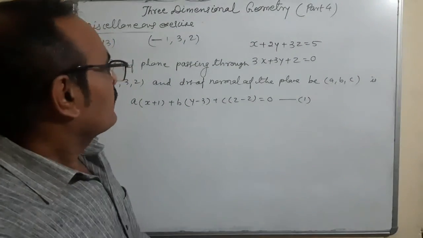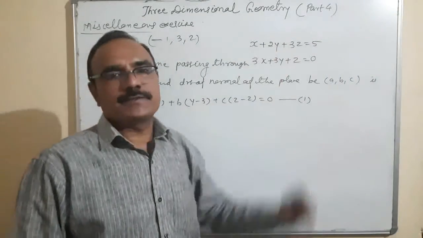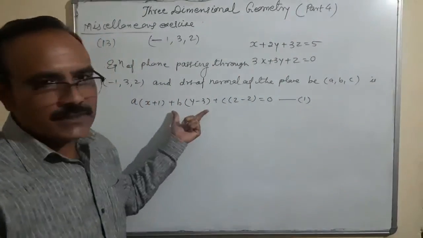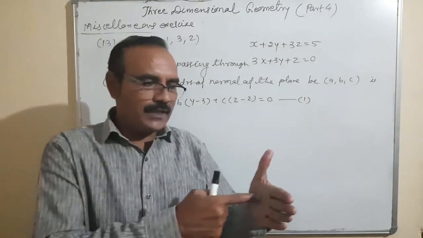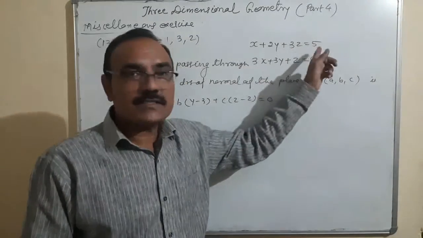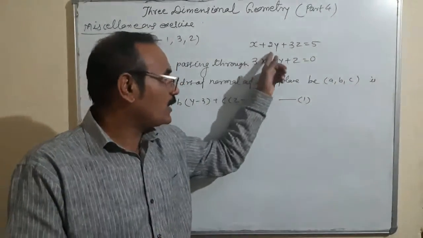Because this plane is perpendicular to both the planes. See, this is the plane whose direction ratios of the normal be A, B, C. Second, this is the plane which is perpendicular to it, and the direction ratios of the normal of the plane are 1, 2 and 3.